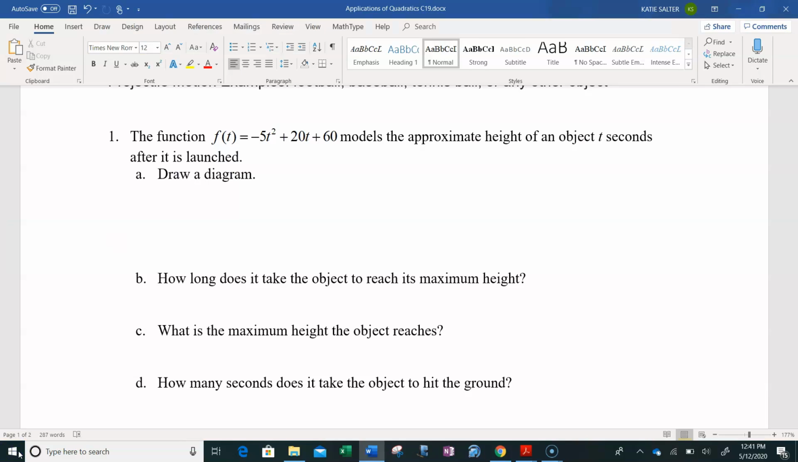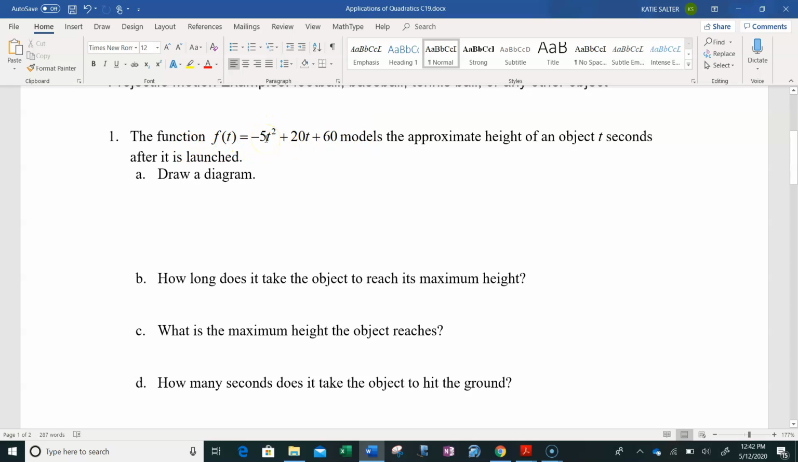Okay, so what we're going to do in Math 1 is going to be pretty simple. You are going to be given a function, and it'll tell you the function models the height of an object after so many seconds. Sometimes it'll give you more information. For example, like this function, as you get older and take physics or honors pre-calculus, you'll learn more about it.